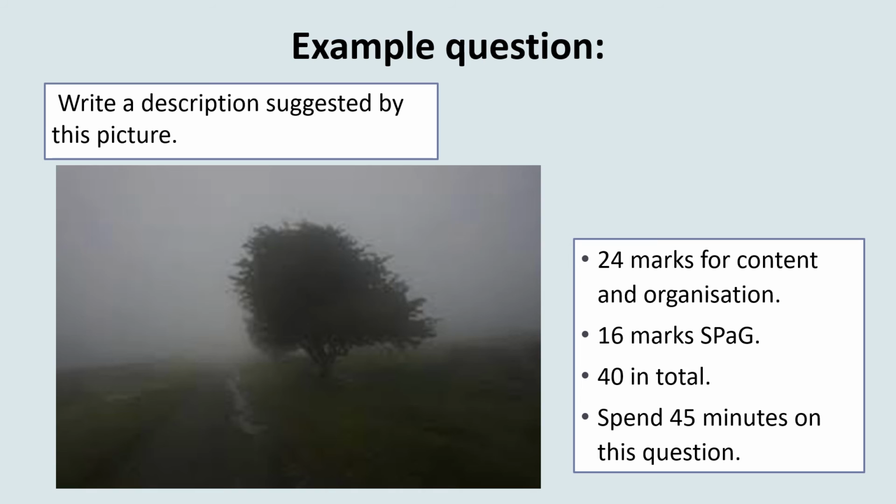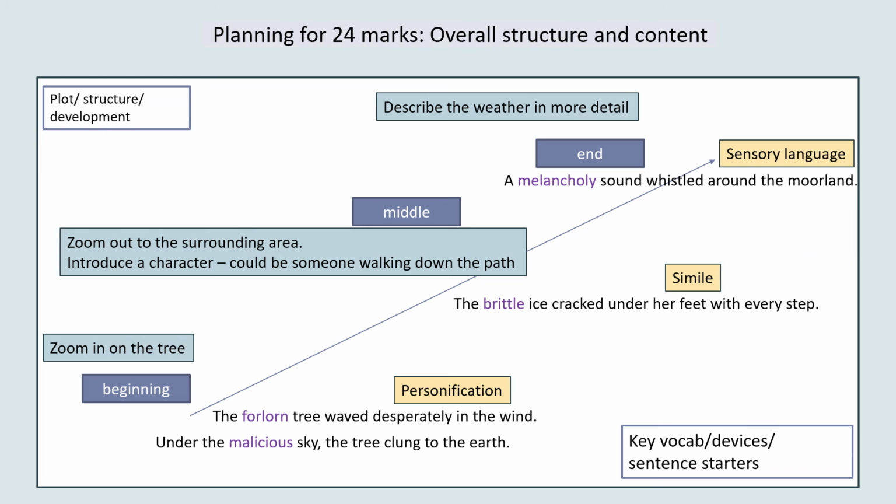So back to our example question. There's the image we've been looking at. The question is to write a description suggested by this picture. I've chosen this option rather than the story because I think this is slightly easier to get lots of marks for and to plan. You get 24 marks for your content and organisation, 16 marks for spelling and grammar. So that's 40 in total, and as I said at the start, you need to be spending about 45 minutes on this question.